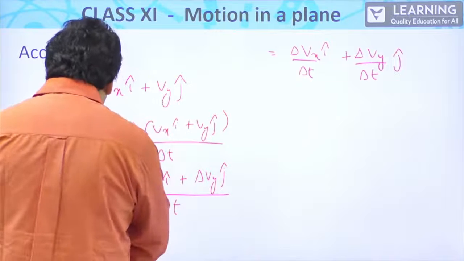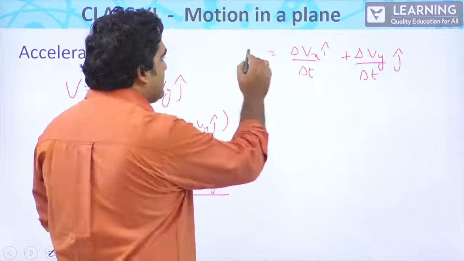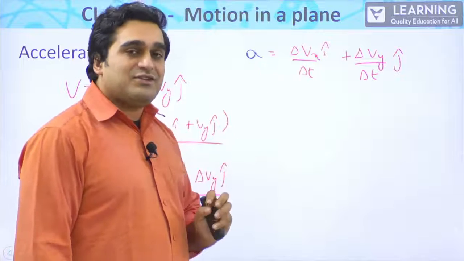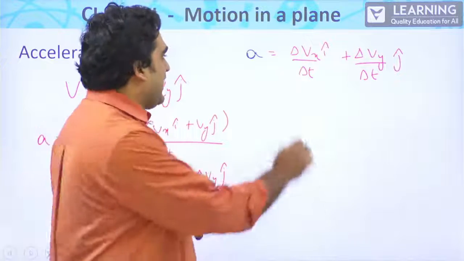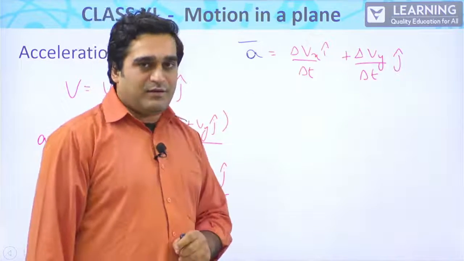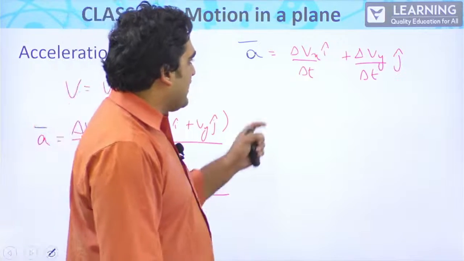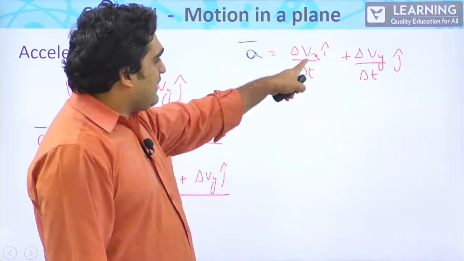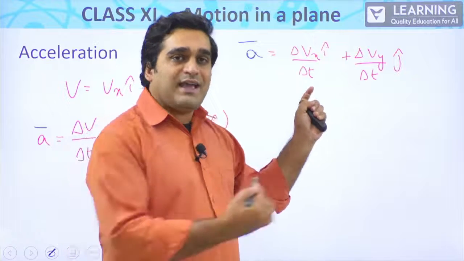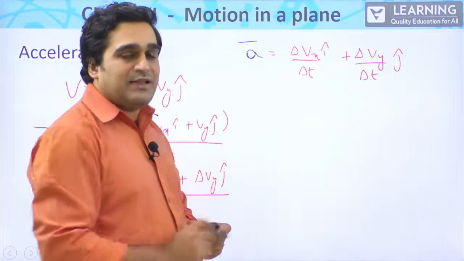I'll choose a different color now. So this is how you define an acceleration. The type of acceleration is what we call an average acceleration, represented by a with a bar overhead. So this type of acceleration is called average acceleration. Delta Vx by delta t, the rate of change of velocity along the x-axis. How much the velocity changes only along the x-axis.